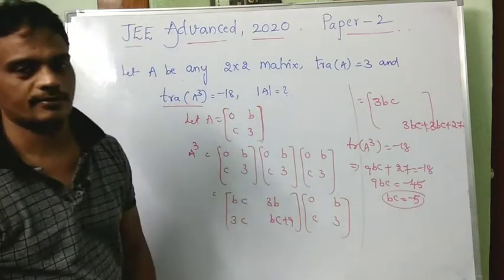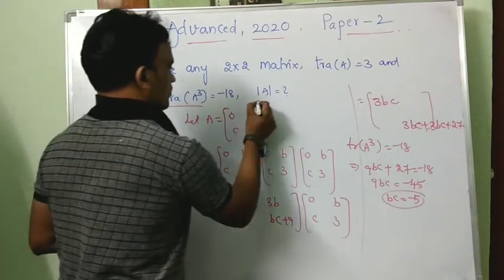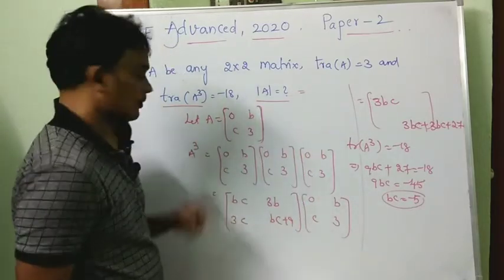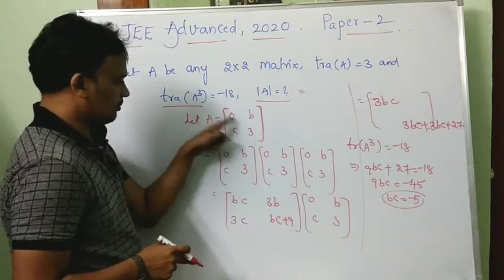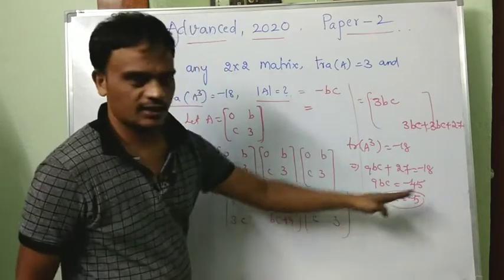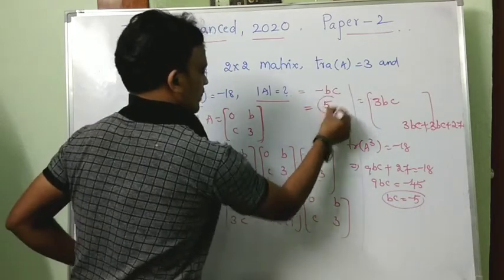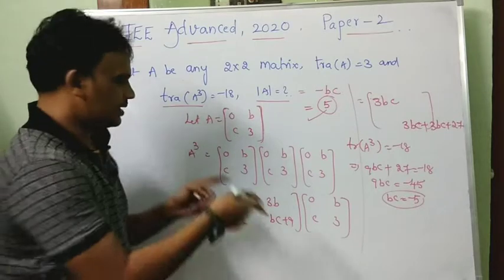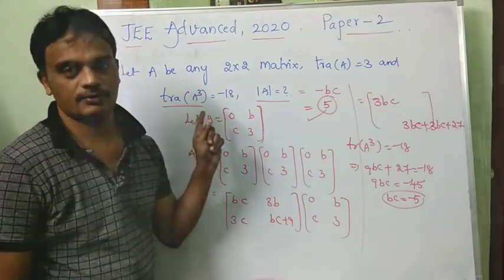We got one relation. Finally, what do they ask? What is the determinant according to the assumption? Minus BC, and BC is already minus 5, so minus BC is 5. That's it. Very simple problem from matrices. Come on, students.